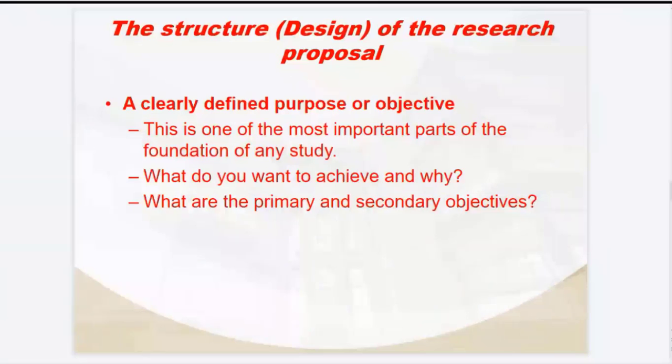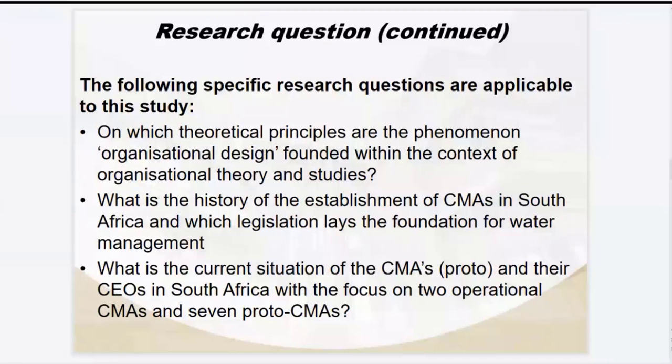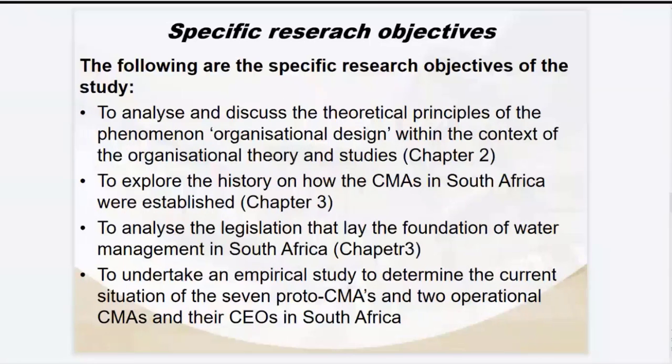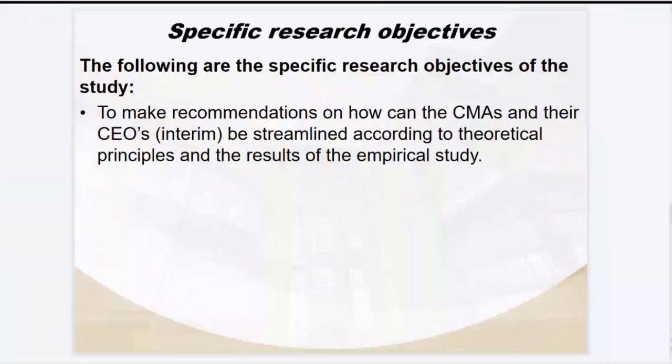And this, I think, also comes from one of the research questions. Let's go and see. It says, what is the current situation of the CMAs and their CEOs in South Africa, with focus on 2 operational CMAs and 7 proto-CMAs? So mainly all the sub-objectives are coming from the sub-questions. And the last one reads like this: to make recommendations on how the CMAs and their CEOs can be streamlined according to theoretical principles and the results of the empirical study.